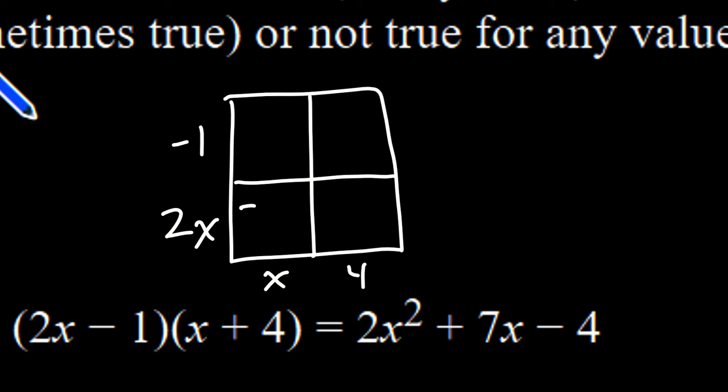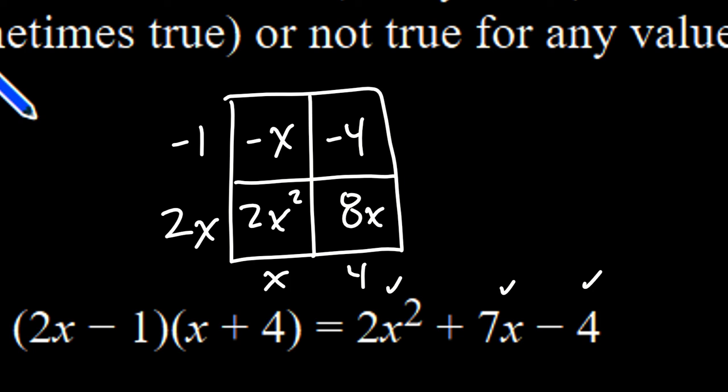2x times x is 2x squared, which is what I've got over here. Then negative 1 times x is negative x, and I've also got a 4 times a 2x, which is an 8x. If I combine those, a negative x and an 8x is 7x, so that's the same. And then the final one is negative 1 high by 4, so this is a negative 4, and that's the same also. So the left and the right hand sides are the same here as well.